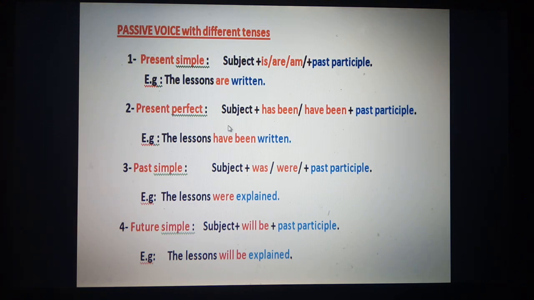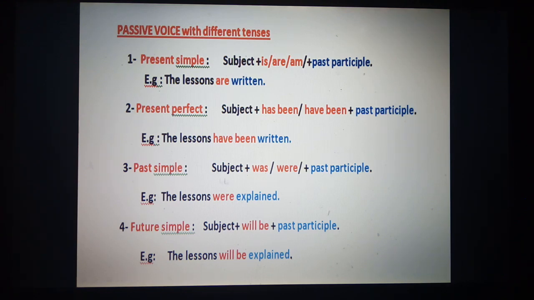Present perfect. You have the subject, has been or have been, plus the past participle. It means that you conjugate the verb to be in the present perfect and then you add the past participle. Example, the lessons have been written. In the singular, you say the lesson has been written. And here you've got the plural, so have been written.